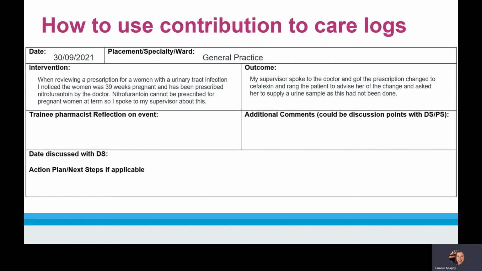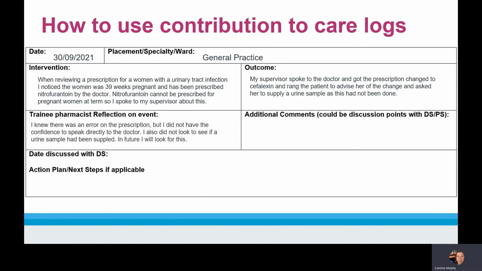Next, the trainee reflects upon the event. For example, they knew that there was an error on the prescription, but they did not have the confidence to speak directly to the doctor. They also did not look to see if a urine sample had been supplied. They will do this in the future. An additional comment from the trainee to discuss with the supervisor is that they would like the opportunity to speak directly to other healthcare professionals and prescribers about prescribing errors with supervision.